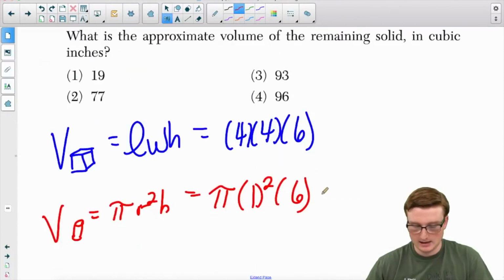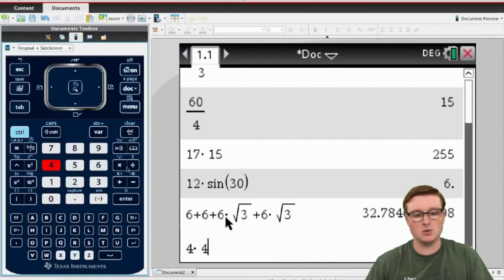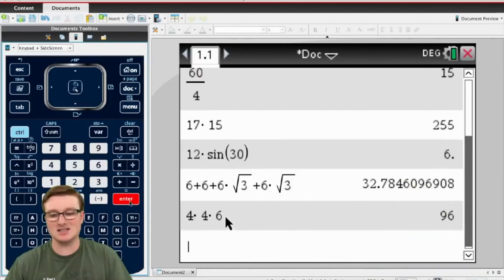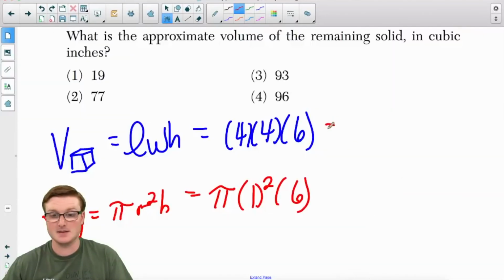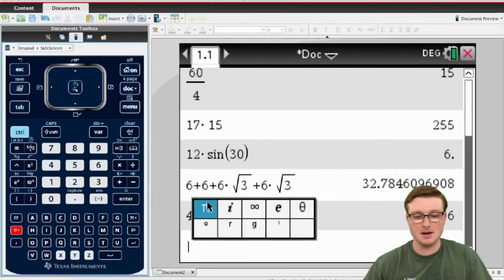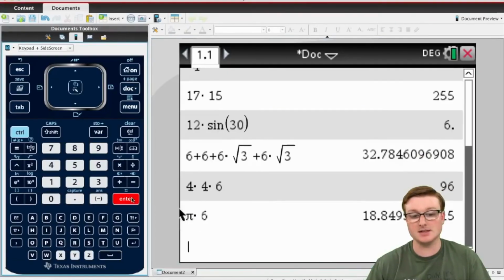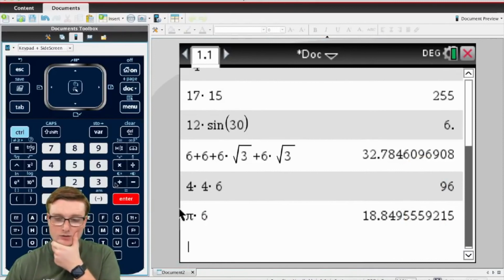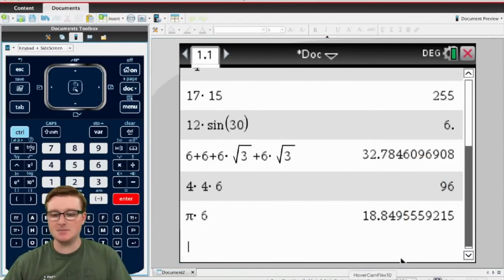So I'm going to get these results. 4 times 4 times 6 gives us 96. And this will give us approximately, let's see, pi times 6. It's really pi times 6. 1 is there, but we don't really need it. So that's going to be 18.8.